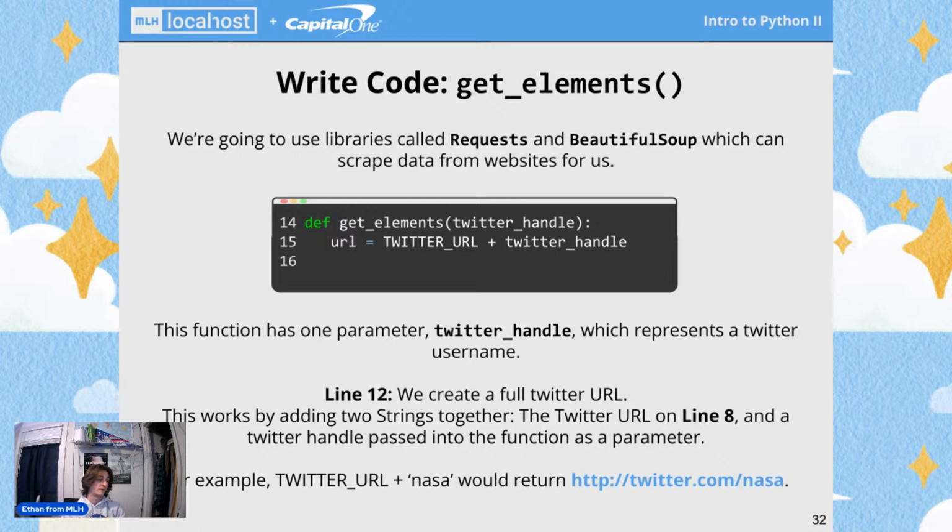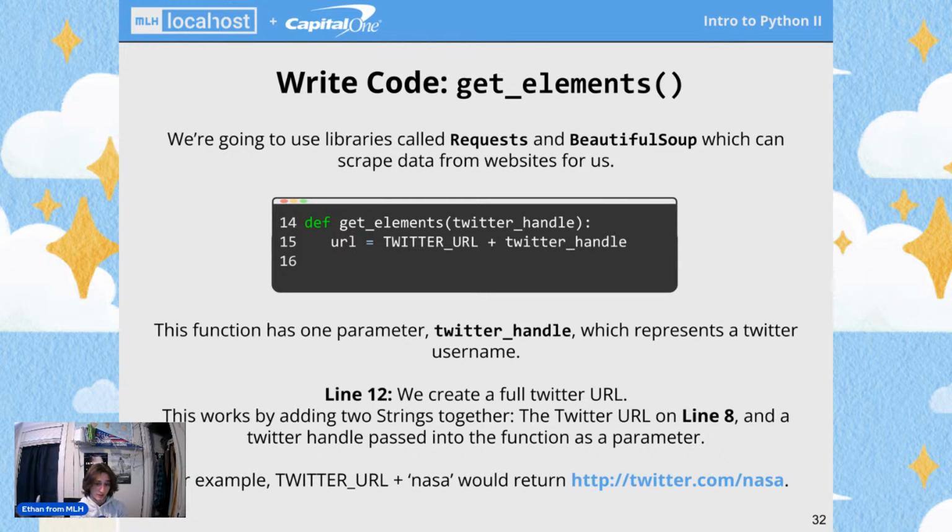So first up, we've got get elements. This little code block you see here, that's essentially what your get elements function should look like after we're done here. What we're essentially going to do is use the libraries called requests and Beautiful Soup, which can scrape data from a website for us. And this function takes in a Twitter handle, which represents the username.